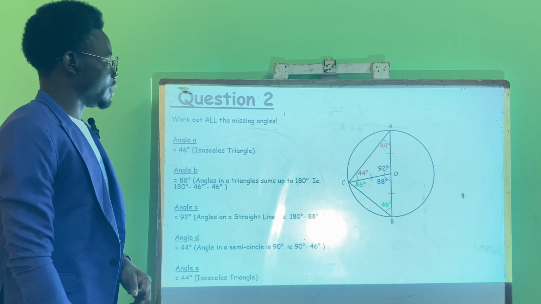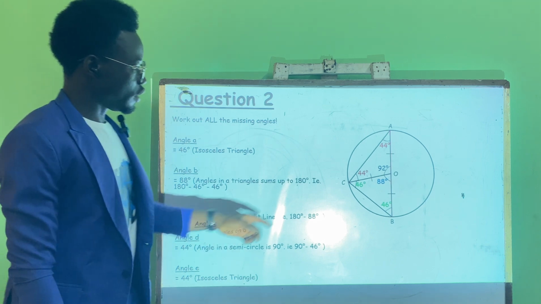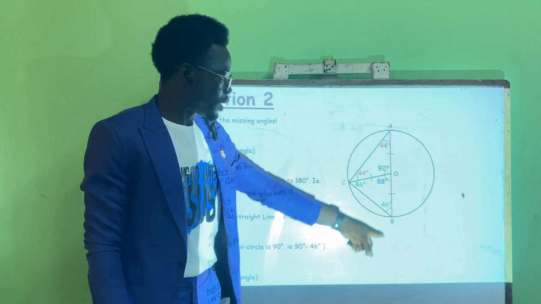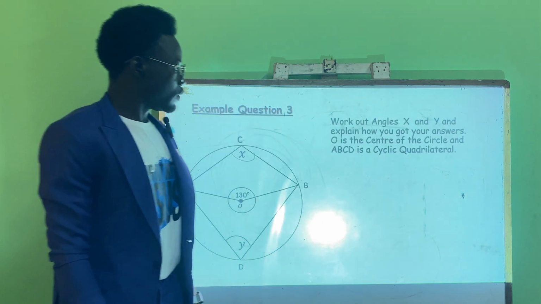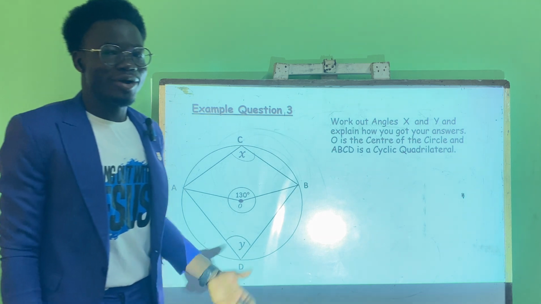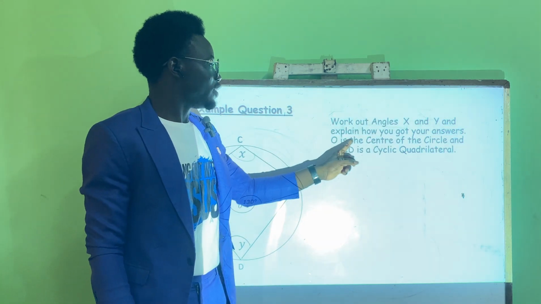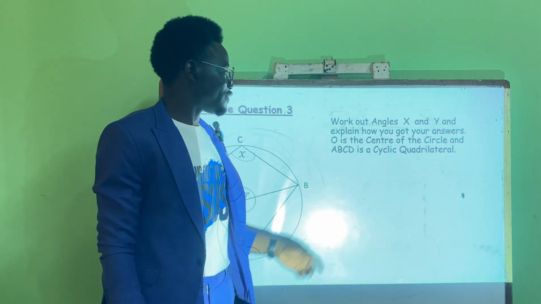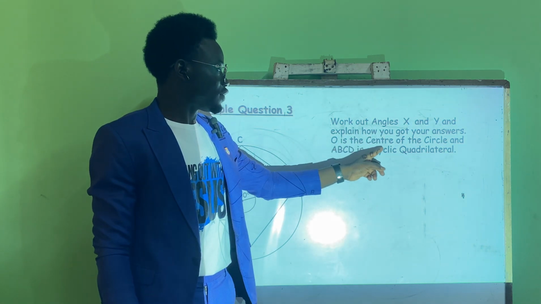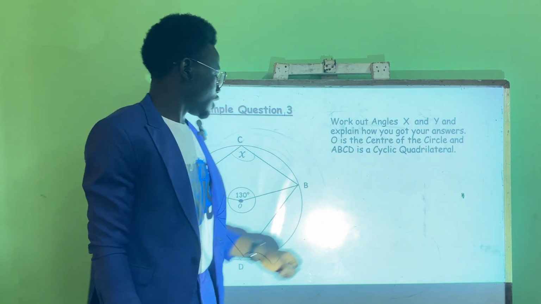Let's look at the next example. Okay. So you can see this line is the diameter. The next example, example 3. Oh, this is a beautiful diagram, right? So it's saying that we work out angles X and Y and explain how you got your answers. O is the center of the circle and ABCD is a cyclic quadrilateral.